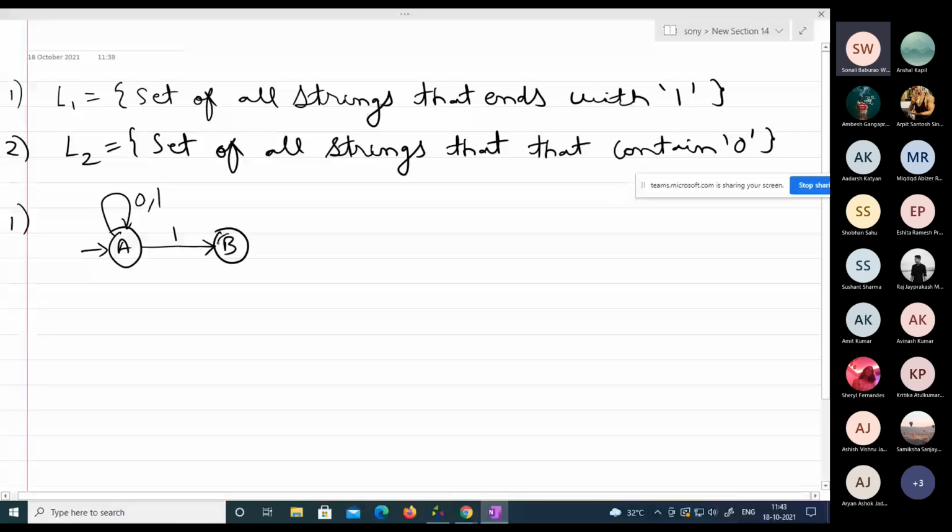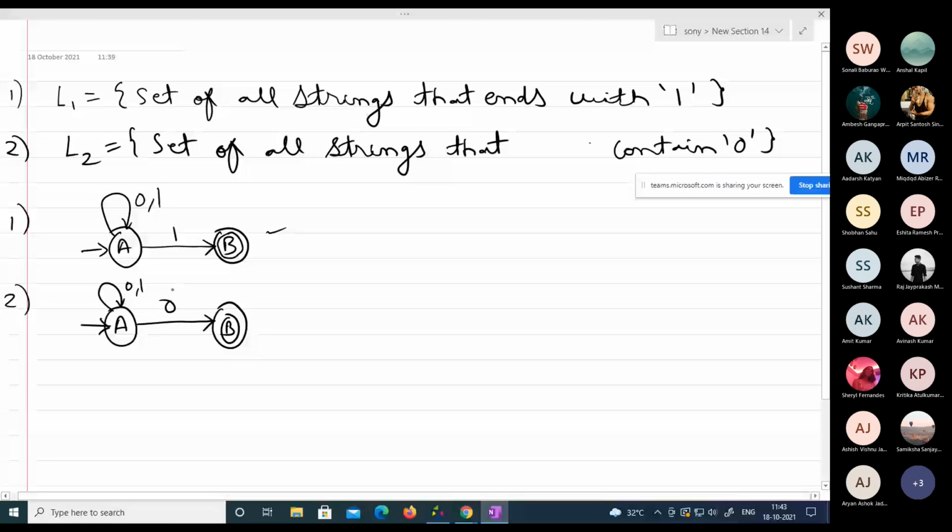Now the second one. The question is L2 is equal to the set of all strings that contain 0. It does not say starting or ending with 0. It says that it contains 0. So what should I do here? Initially, I'll send a 0 to the next state B, and B can have 0, 1 to itself. Is this correct? Yes, ma'am.